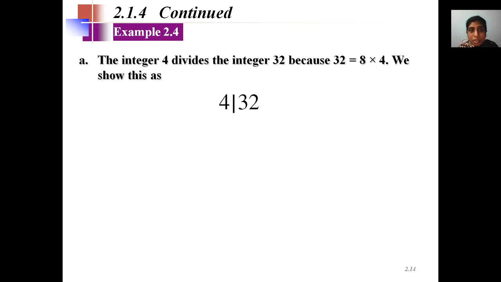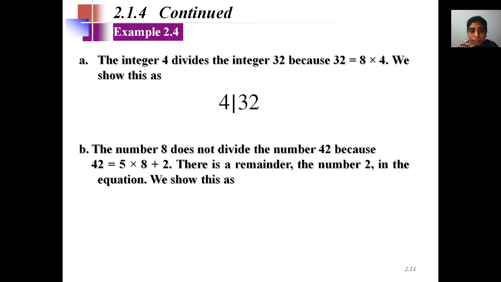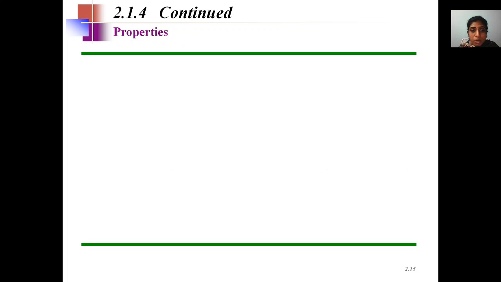Generally, divisibility can be written in the form that 32 divided by 4 can be written as 32 equals 8 into 4. Or if you say 42 divided by 8, since 42 is not divisible by 8, you can write 42 equals 5 into 8 plus 2, where 2 is the remainder that you are going to get.